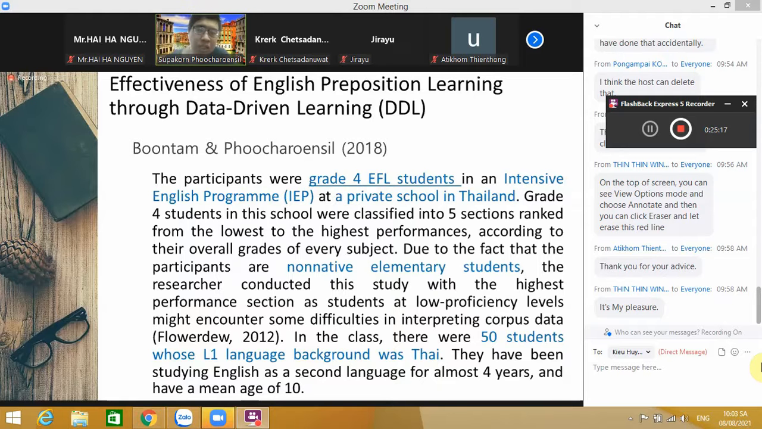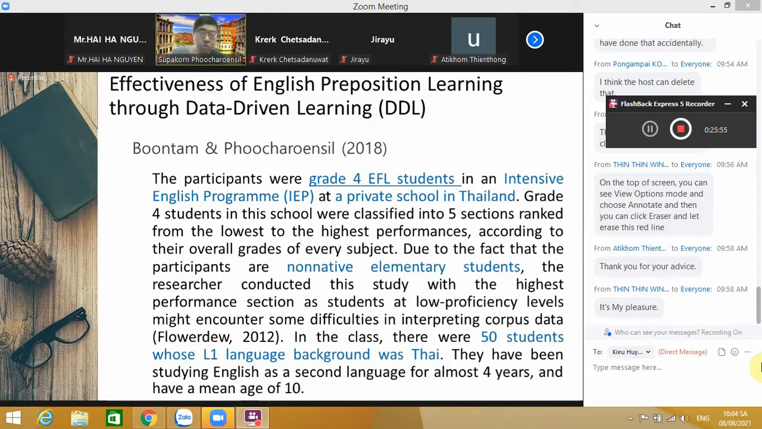You need to mention who the participants were in the study. The participants were grade 4 EFL students in an intensive English program at a private school in Thailand. This is very important. As researchers, we should not mention the school name. In the past, this was widely done, but now, to observe research ethics, you should not mention the school name or the university name, even though you are a member of the university. Doing so may violate the research ethics.